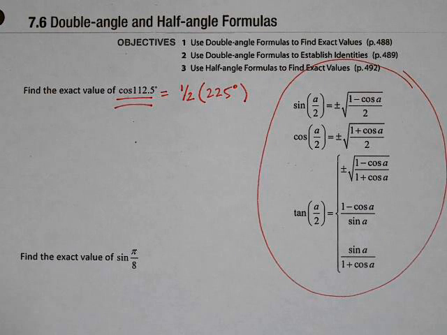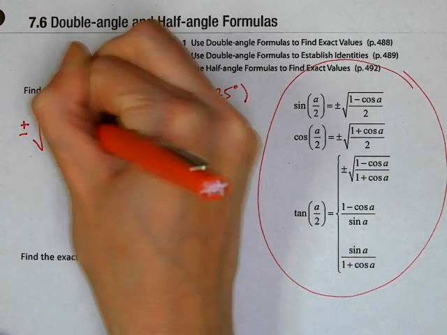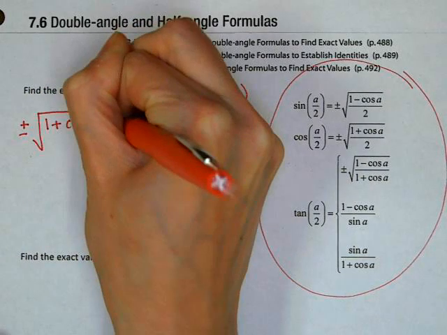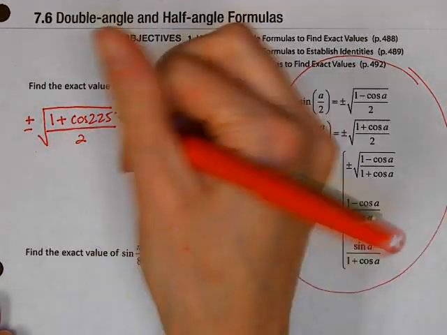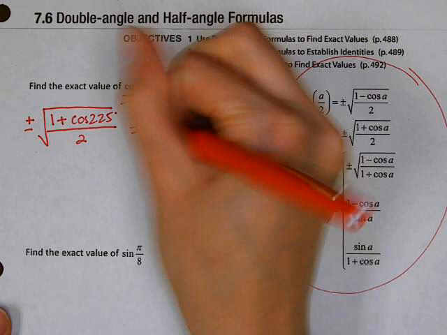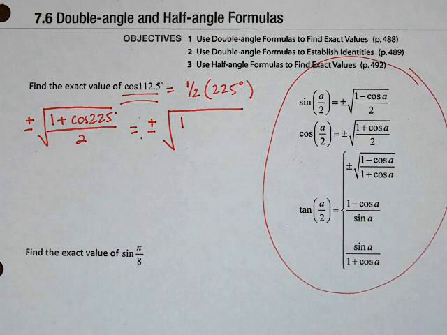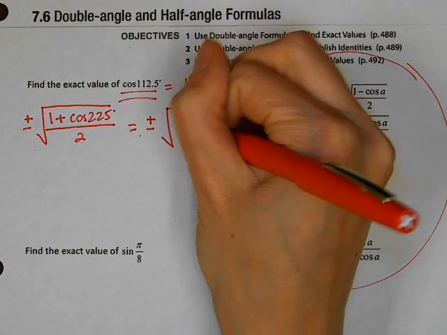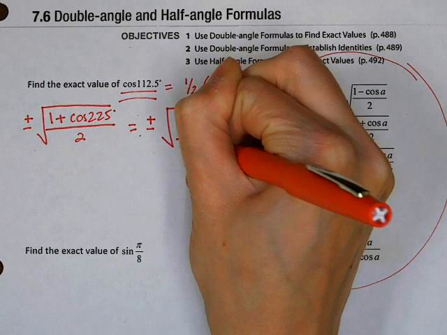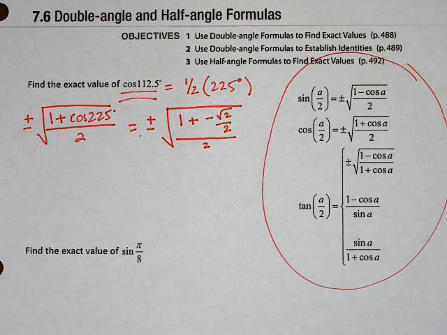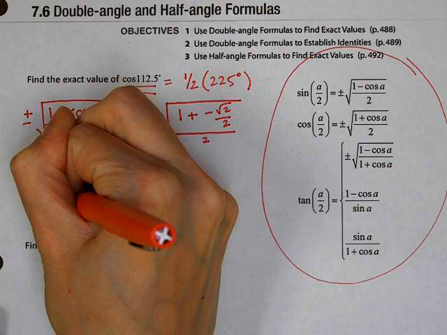Okay, so it's going to be plus or minus big square root sign 1 plus cos of 225 divided by 2. And these just get a little algebra nasty, but we'll be okay. So just step by step here, plus or minus square root, cosine of 225 is negative root 2 over 2, and then this is all over 2. And then, like I said, a little nasty with the algebra. Now it's plus or minus the square root.